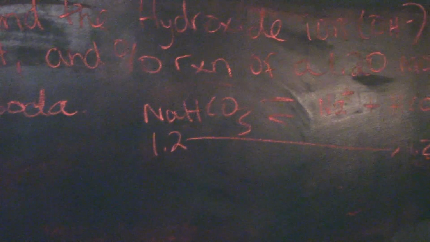So this is a base, so I need to dissociate it first. Now I need to know that baking soda is sodium hydrogen carbonate. If I don't know that, that's something that I should write down. So that's Na plus HCO3 negative. Okay, and that's 1.2 mole per liter, and it's a 1-to-1 mole ratio, so I know my bicarbonate ion, or the hydrogen carbonate ion, is going to be that. Okay.